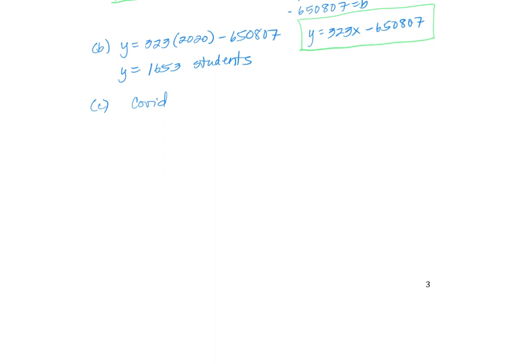COVID really impacted our lives, and we can see it by the huge drop in enrollment that we had. And look at the following year in 2021, it jumped back up again. So COVID is not the only reason why the enrollment went down, but it's a big part of the reason why the enrollment went down. And that's a really nice application of our linear equations and our slopes. So that is it for this section.